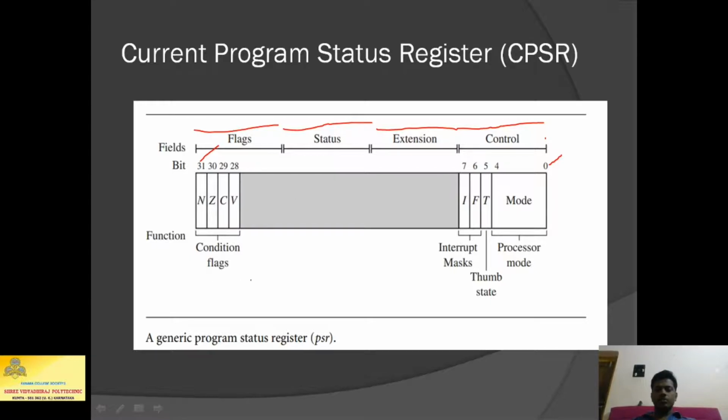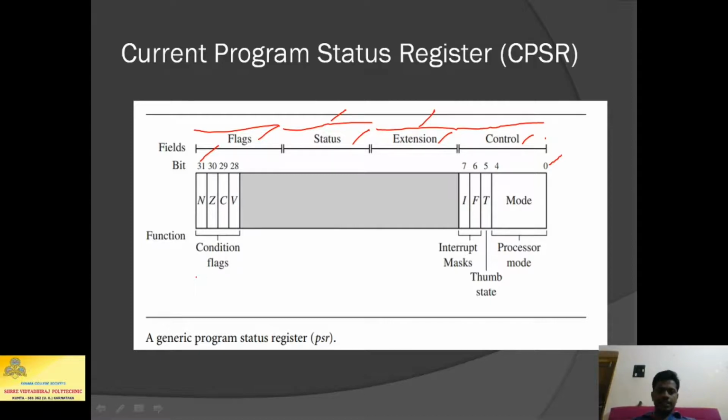So this 32 bits is divided into 4 sections: flags, status, extension, and control. The conditional flags are in the flag field. The control field contains the processor mode, state and interrupt mask bits, and the status and extension sections are reserved for future use.